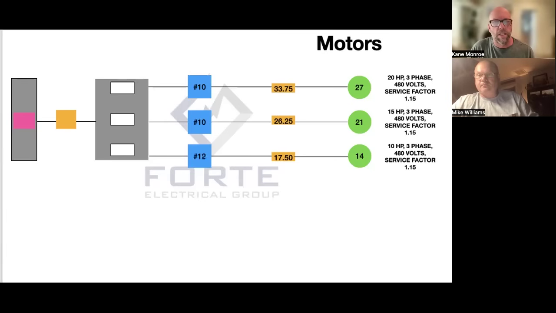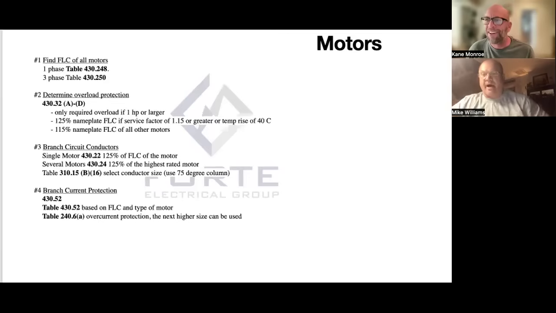So we got number 10s. And with the asterisk, we know number 14 is only good for 15 amps, so we got to bump it up to number 12 because 17.5 is above the 15 amps. I have to remember that on the test. They're going to give you that option, I guarantee you. Remember, those people are in the business to test you, not to pass you.